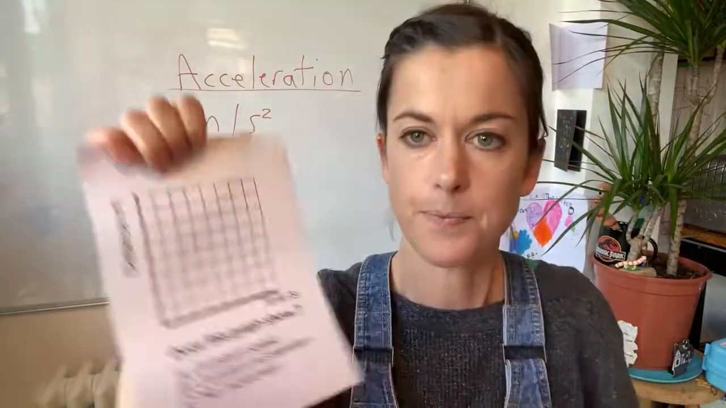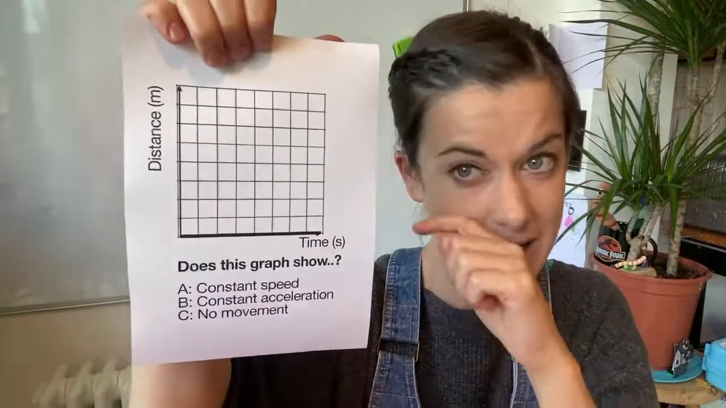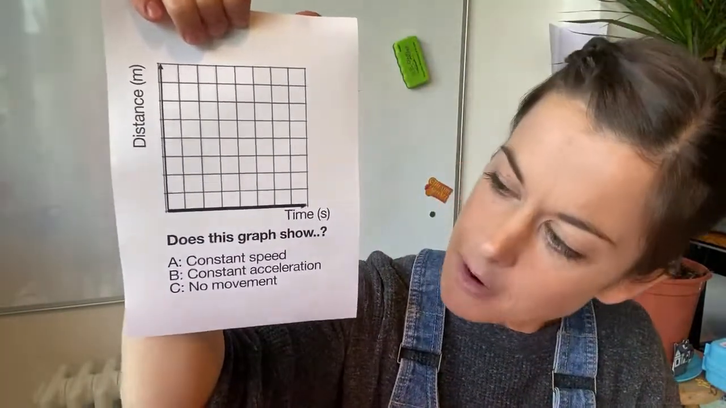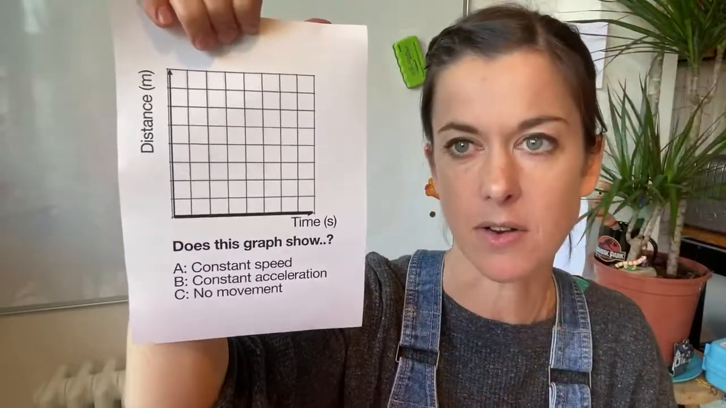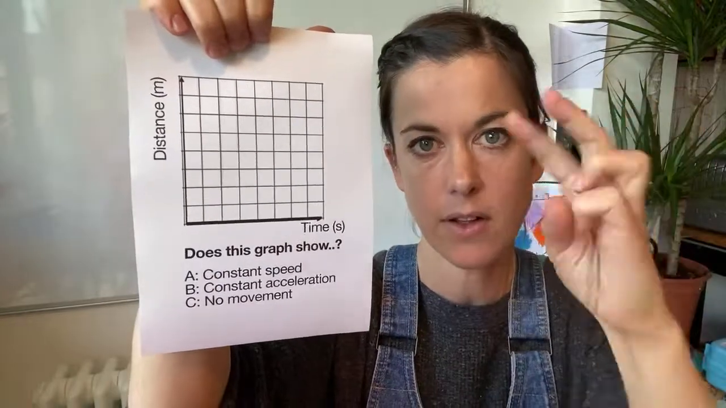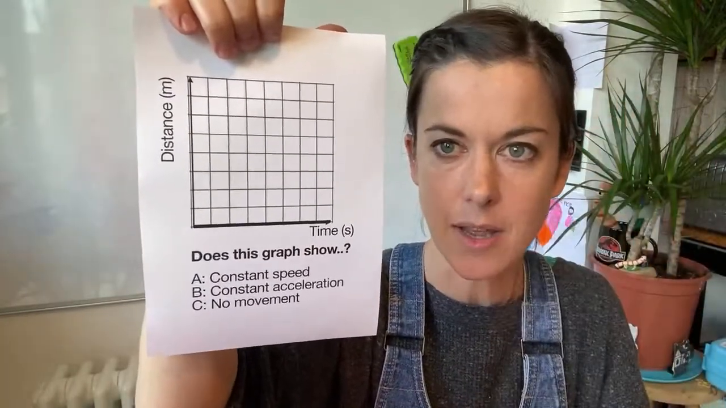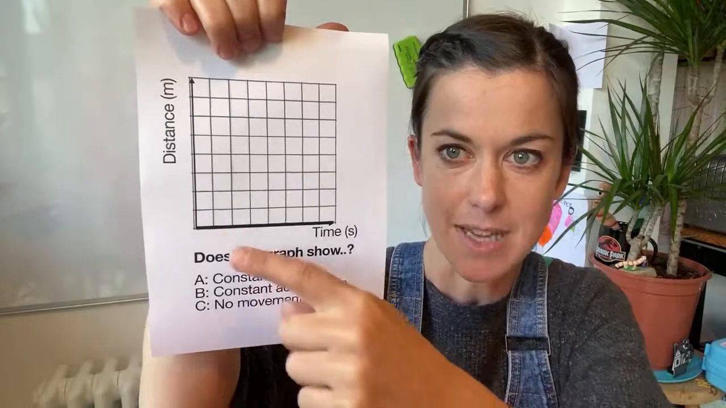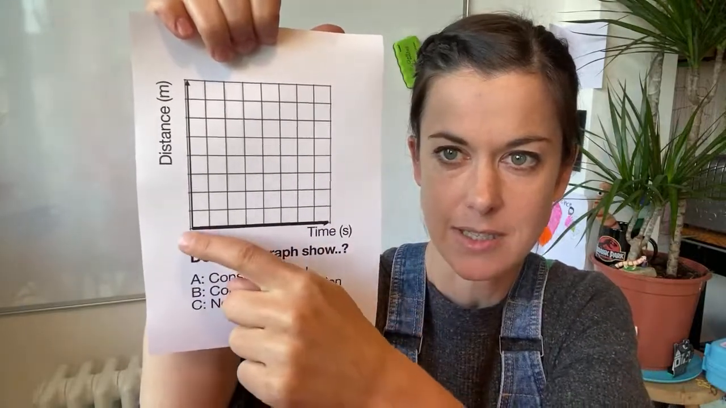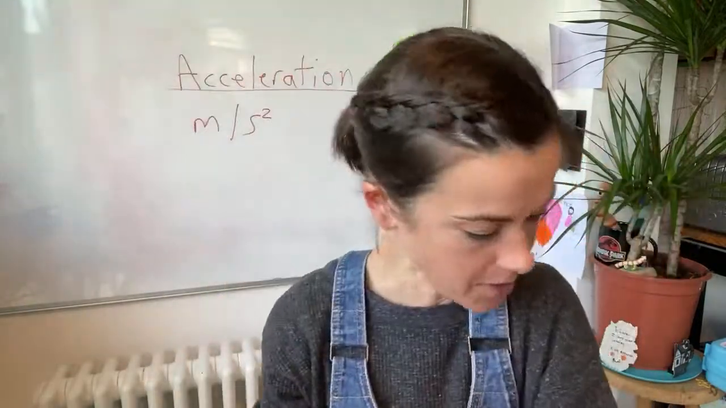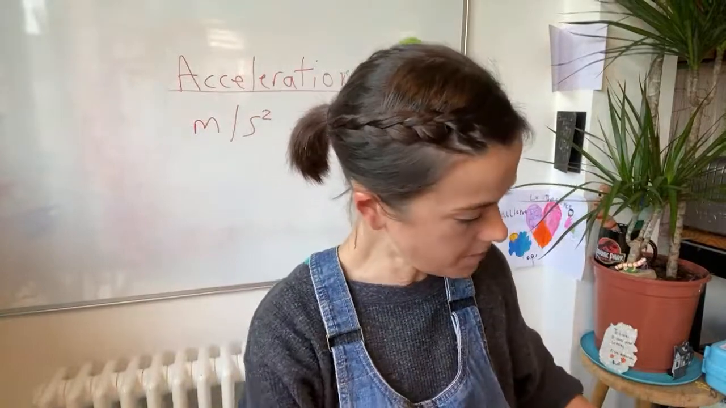This one. Distance time graph, one flat line at the bottom. Is this distance time graph showing constant speed, constant acceleration, or no movement? 5, 4, 3, 2, 1. It is showing no movement, is it? Time is going by, but the distance is just staying 0. So absolutely no movement. Right, 2 more.